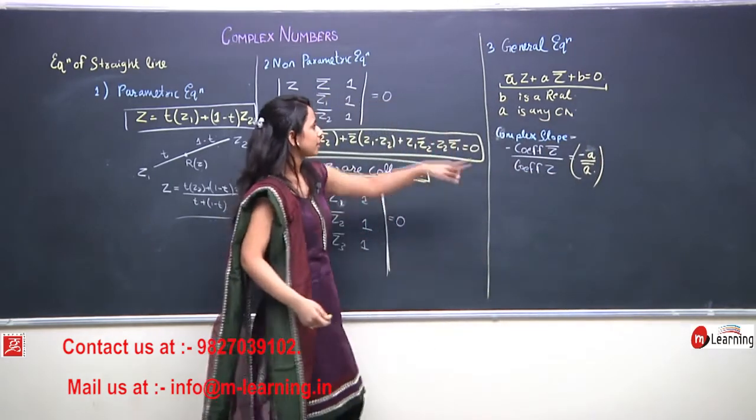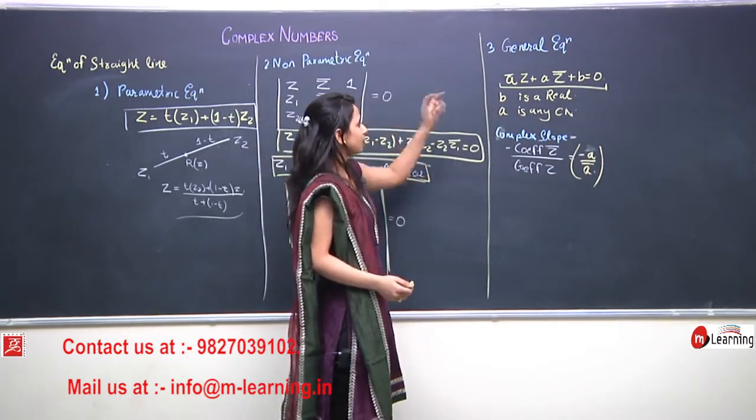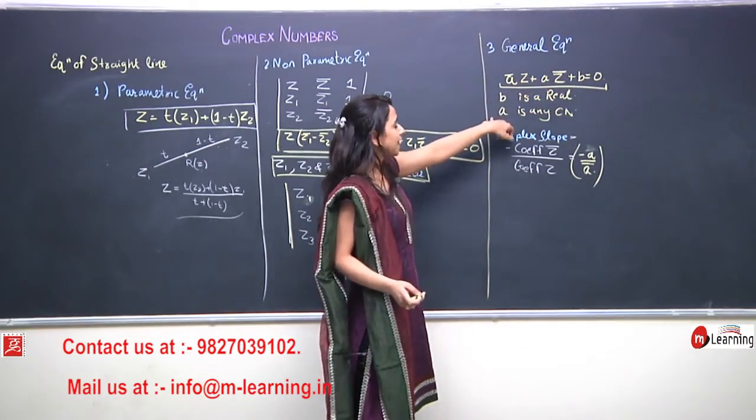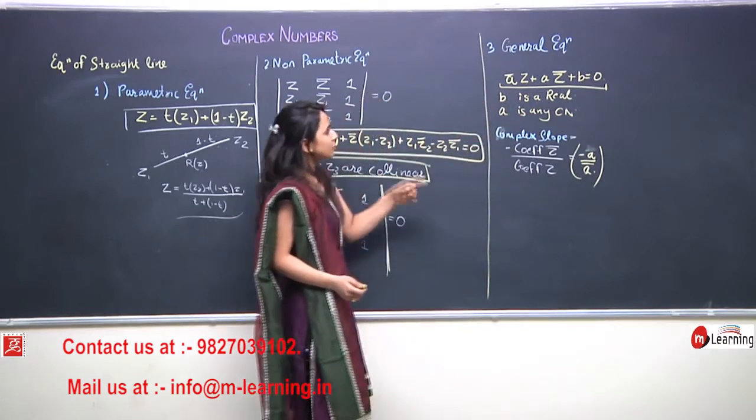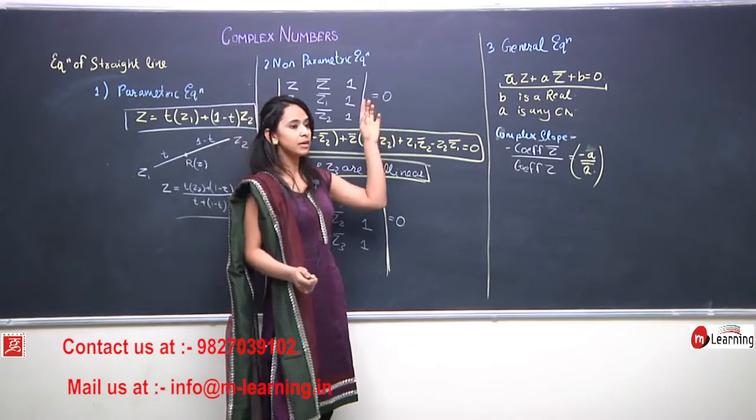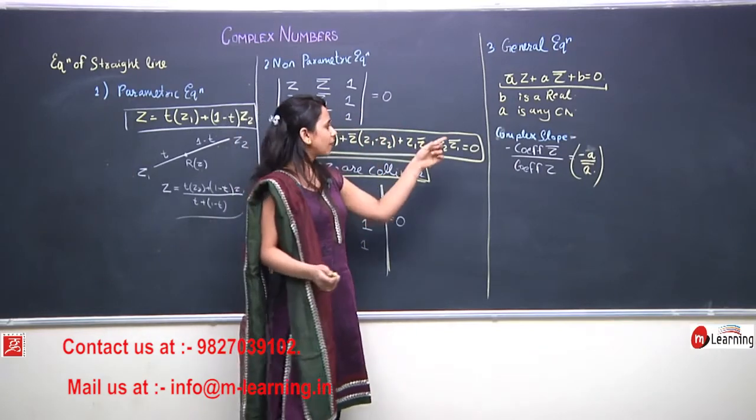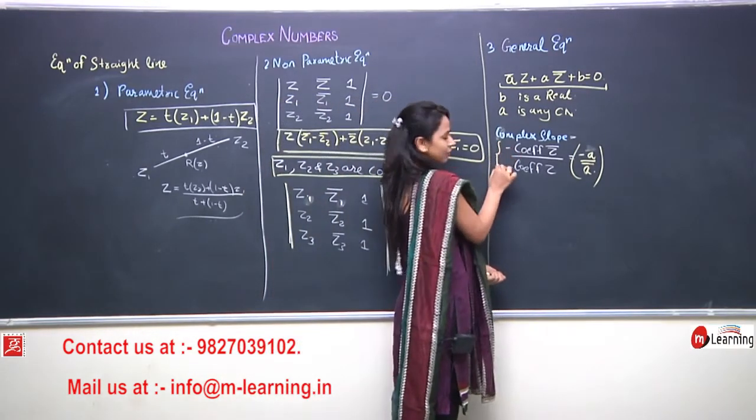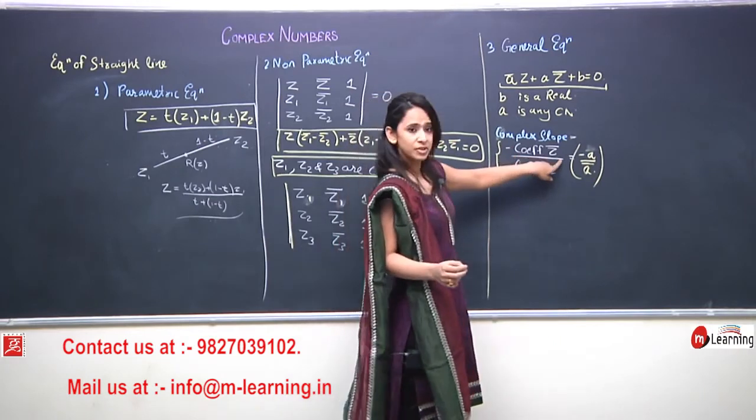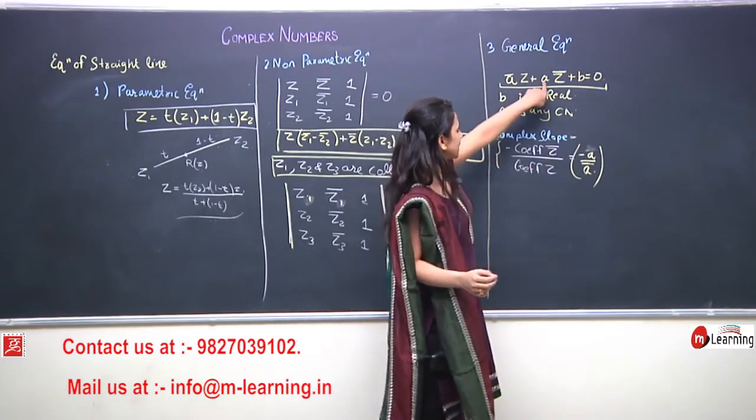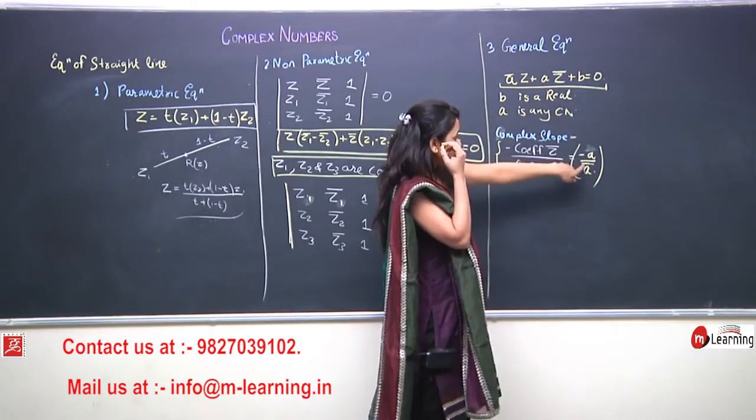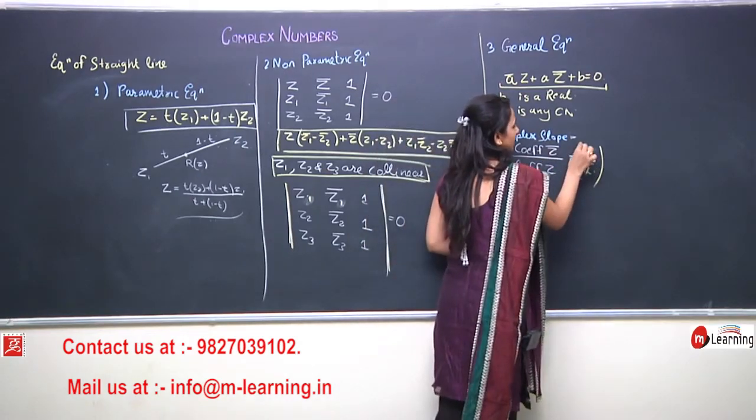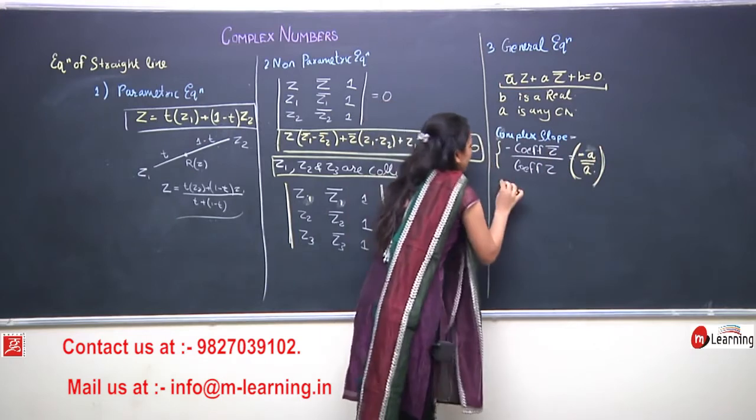I am repeating once again. The general equation for a straight line in case of complex numbers is given by this equation, a bar z plus a z bar plus b equals to 0, where a can be any complex number and b is a real number. Now in case of complex numbers, a straight line can have two slopes. One is defined as a complex slope and one is defined as a real slope. The complex slope for a straight line is defined as minus coefficient of z bar upon coefficient of z. So in this equation, coefficient of z bar is a and coefficient of z is a bar. So the complex slope of a line is defined as minus a upon a bar.